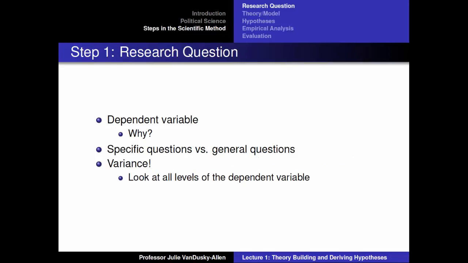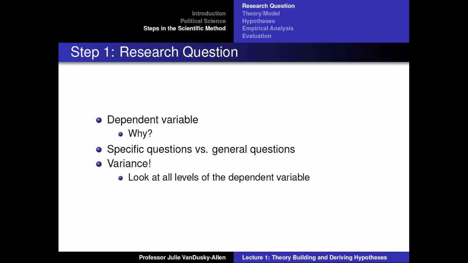There are 5 steps in the scientific method. You will be following these steps in your research project this semester. The first step is to ask a research question. In this research question, you will identify a dependent variable or political outcome and explain why variations in the political outcome occur. For example, you may be interested in interstate war. You would ask, why do some states go to war while other states are peaceful?